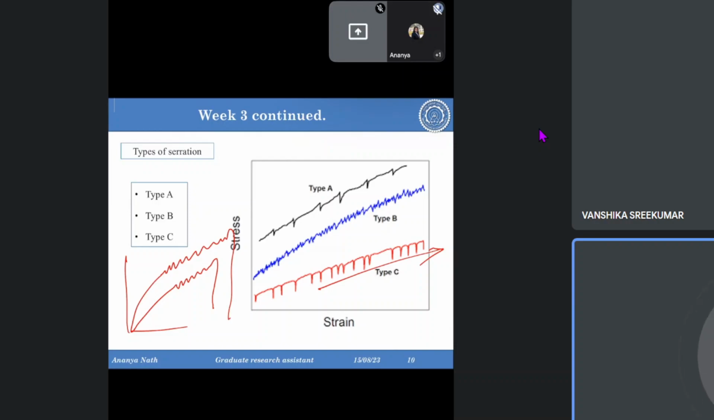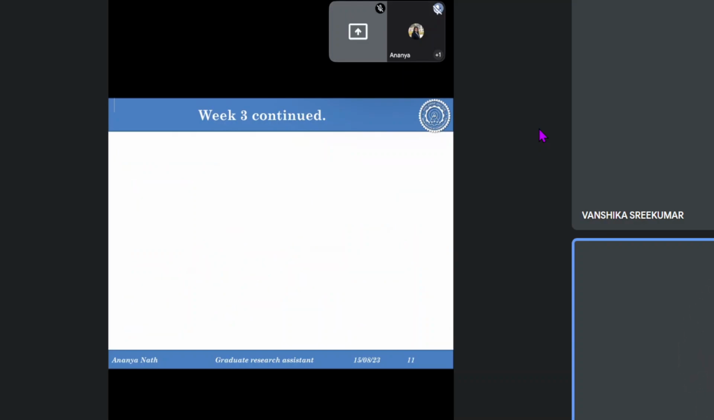So the next thing is lecture 4, the inverse behavior. I have already discussed that when we are increasing the strain rate, we are supposed to get more stress, but here we are getting less stress. So this is the inverse behavior of the material.